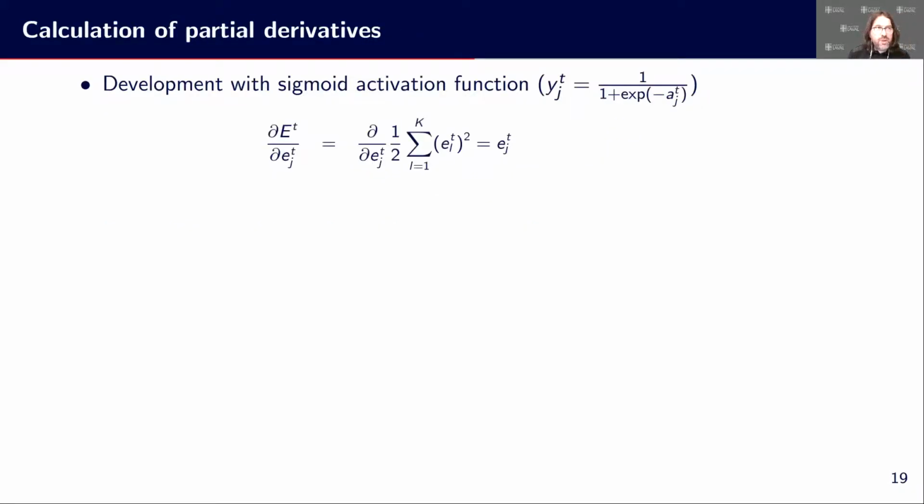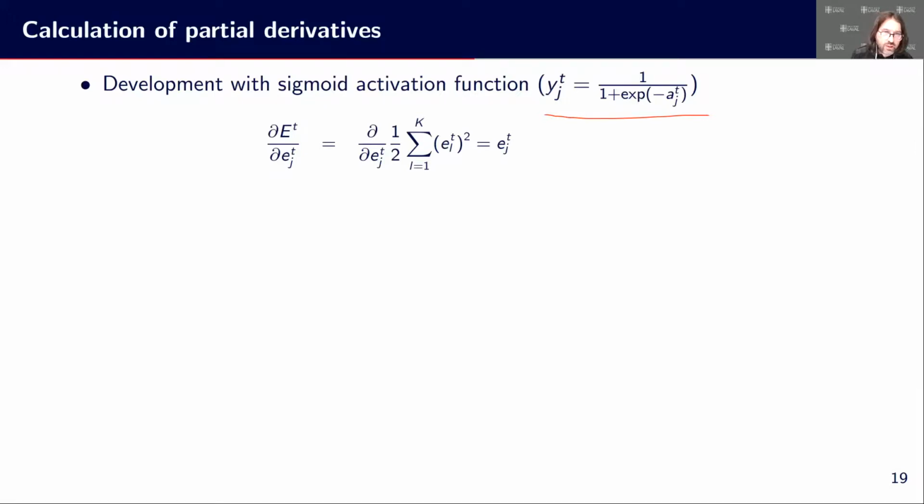Now we are developing the partial derivative. So as such, we are making the developments for the sigmoid activation function, which is the classical activation function used with multilayer perceptron. So we have YJT, which is equivalent to 1 over 1 plus exponential minus AJT. So this is our sigmoid function.